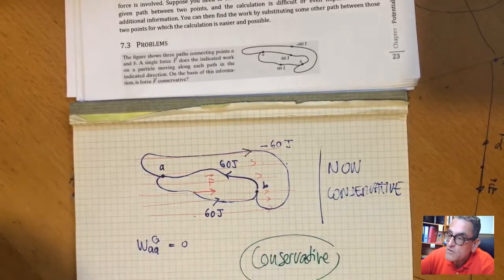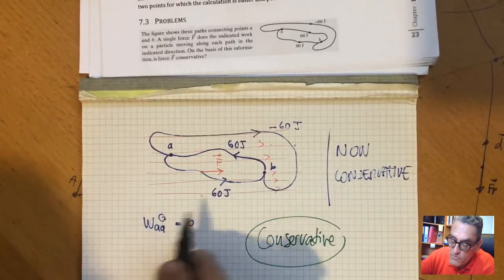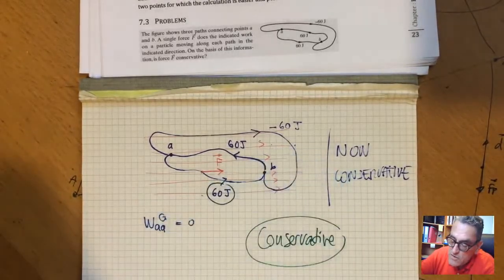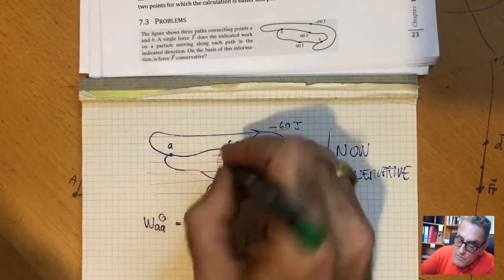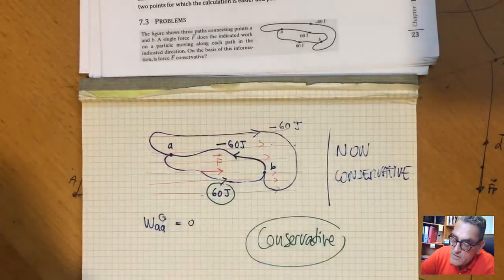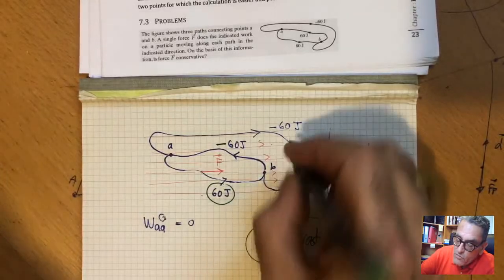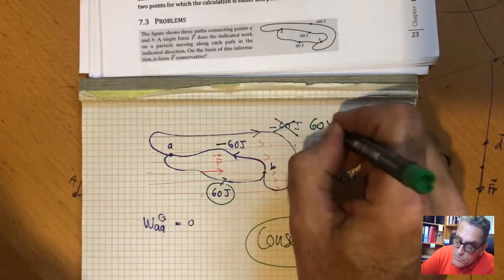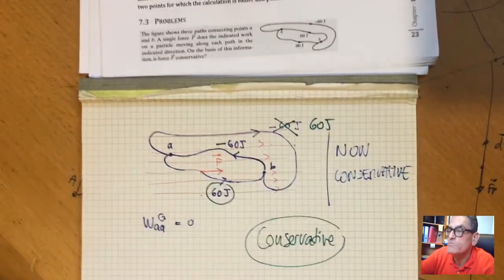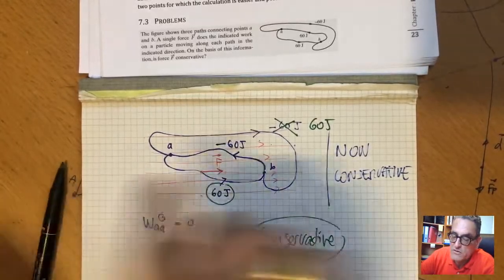I'm now putting in green the values for a conservative force field. Let's keep this one, 60 joules. The work for coming back should be minus 60 joules, and the work for another path from A to B should also be 60 joules, and this would be a conservative force field.